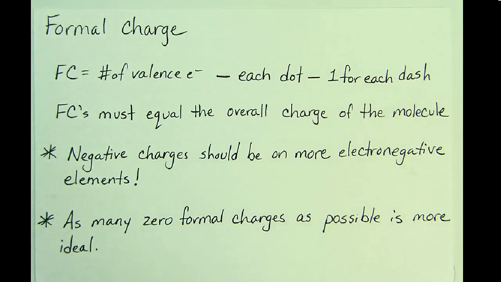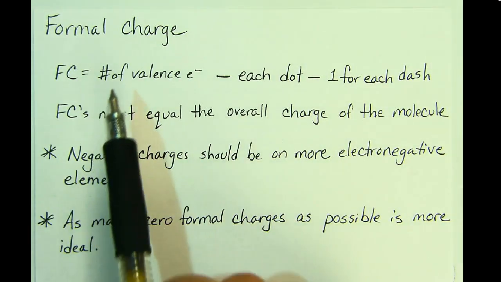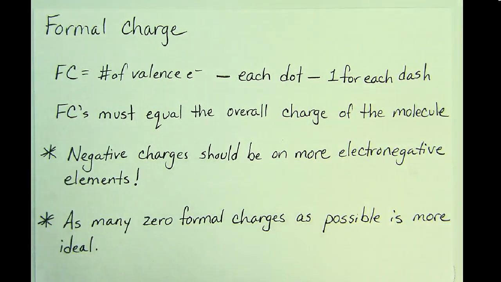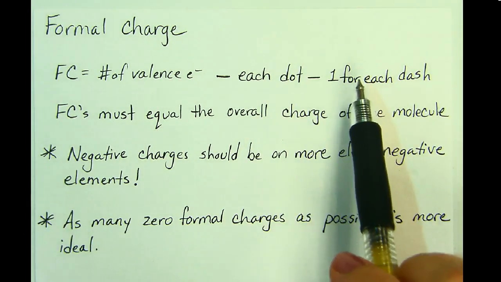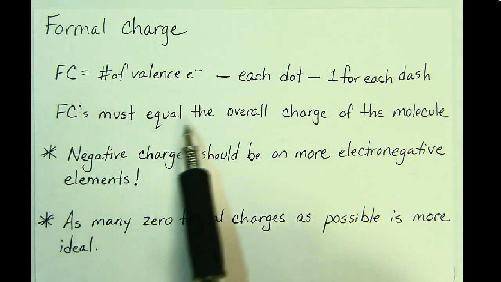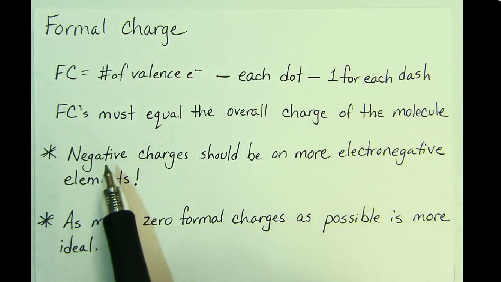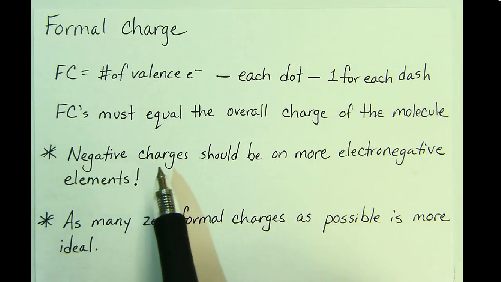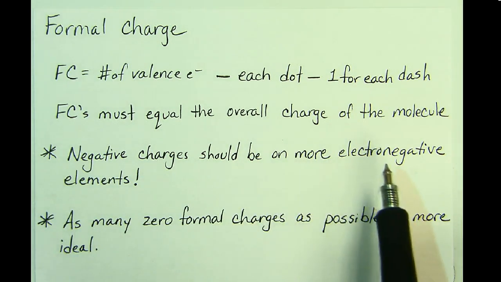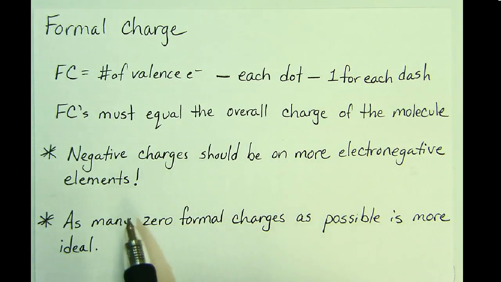Here's your note card for this section. Calculating formal charge: you take the number of valence electrons of the element minus each dot minus 1 for each dash. Formal charges must equal the overall charge of the molecule. If you have to have negative charges as formal charges, then they should be on more electronegative elements. As many 0 formal charges as possible is more ideal.